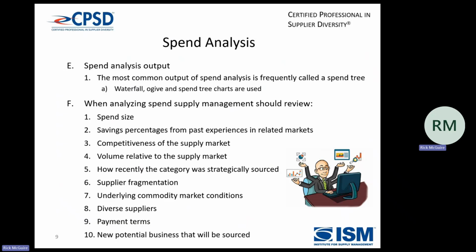So the output, the most common output is spend analysis, we can call the spend tree, but there's also the waterfall, the ogive, and spend trees, and they're all used. We'll cover what they look like in a minute.